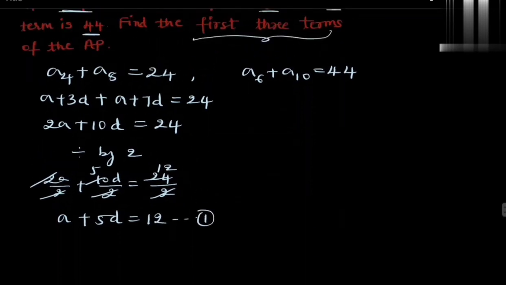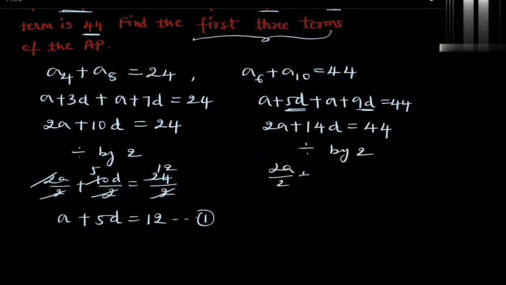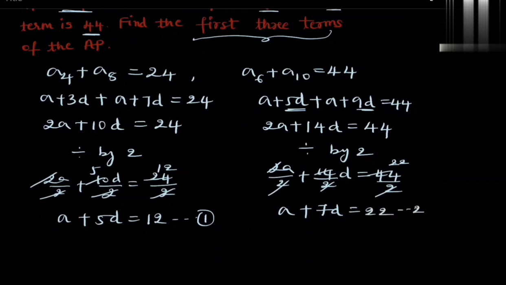Again, by the general form of an AP, a6 can be written as a plus 5d. Similarly, a10 can be written as a plus 9d, is equal to 44 here. So a plus a is 2a, plus 5d plus 9d means 14d, is equal to 44. So divide the equation by 2, that is 2a by 2 plus 14d by 2 is equal to 44 by 2. So the 2s get cancelled here, a plus 7d, and 2 twenty-twos are 44, so that is 22. So call it equation 2.